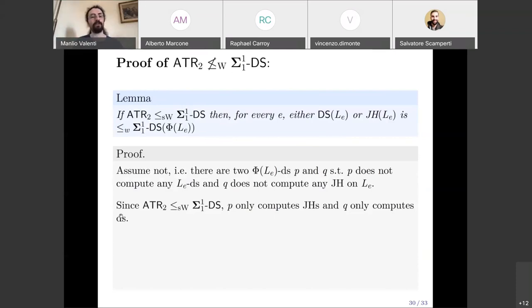So let's prove the lemma. Assume not. Assume this doesn't hold, you don't have this reduction here. By definition, this means that you have two descending sequences through this order, phi_e. One is P and one is Q. P does not compute any descending sequence through L_e, and Q does not compute any jump hierarchy on L_e. Right? Because if all the sequences compute the descending sequence, then you have a reduction. But since we have a reduction from ATR_2 to Sigma^1_1 DS, this in particular means that P does not compute any descending sequence, so it has to compute a jump hierarchy. And on the other hand, Q does not compute a jump hierarchy, so it has to compute a descending sequence.